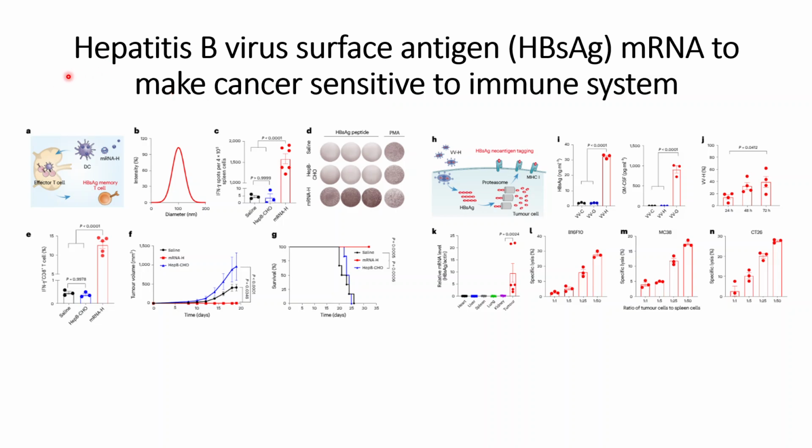In this video, we will discuss this hepatitis B virus surface antigen mRNA to make cancer sensitive to the immune system. The idea is that it is difficult to find antigens that are commonly and uniformly expressed on the heterogeneous population of tumors. And since it is difficult to find such antigens, any immunotherapy with a particular antigen will not be able to kill almost all of the cells.